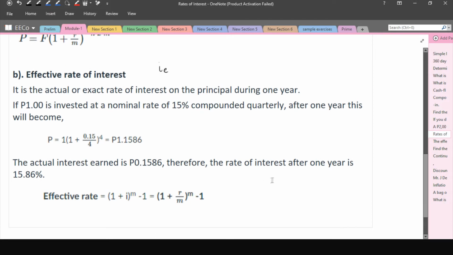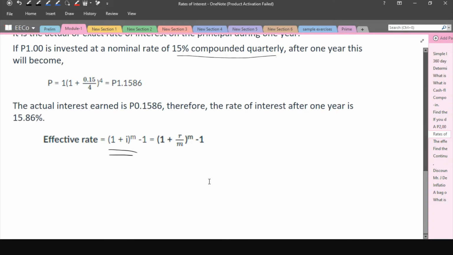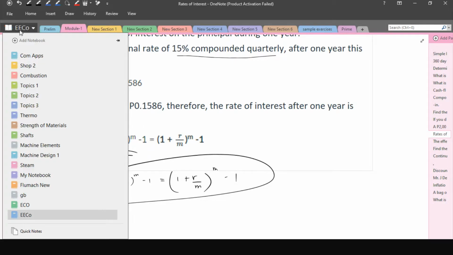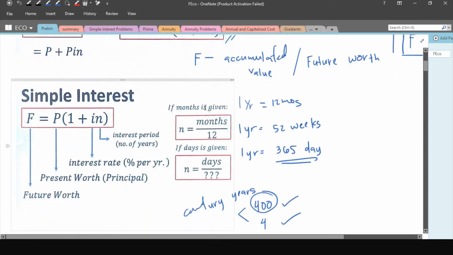15.86%. Now, anong ibig mong sabihin dyan? Sir, kailangan ko kasing i-convert yung effective rate na binigay dyan. Ito, effective rate to of a nominal rate. And then you will convert it into a year's term. Paano ko ko-convert, sir? Ito yun, no? Yung equation. So, 1 plus I raised to M minus 1 equal to 1 plus R over M raised to M minus 1. Sir, may mas madali ka pa ba dito? Actually, there is. Okay.